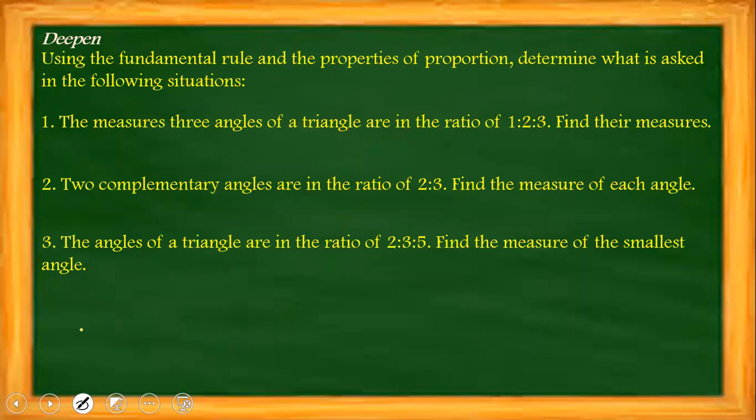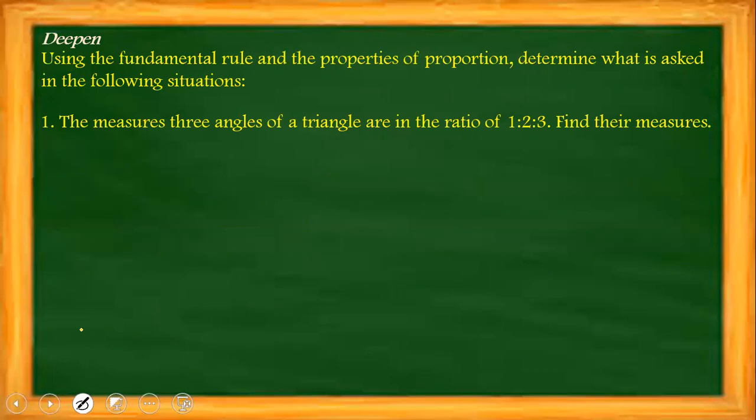For enrichment or deepen, using the fundamental rule and the properties of proportion, determine what is asked in the following situations. Number 1. The measures of three angles of a triangle are in the ratio of 1 is to 2 is to 3. Find their measures. First, what is the total measure of the interior angles of a triangle?